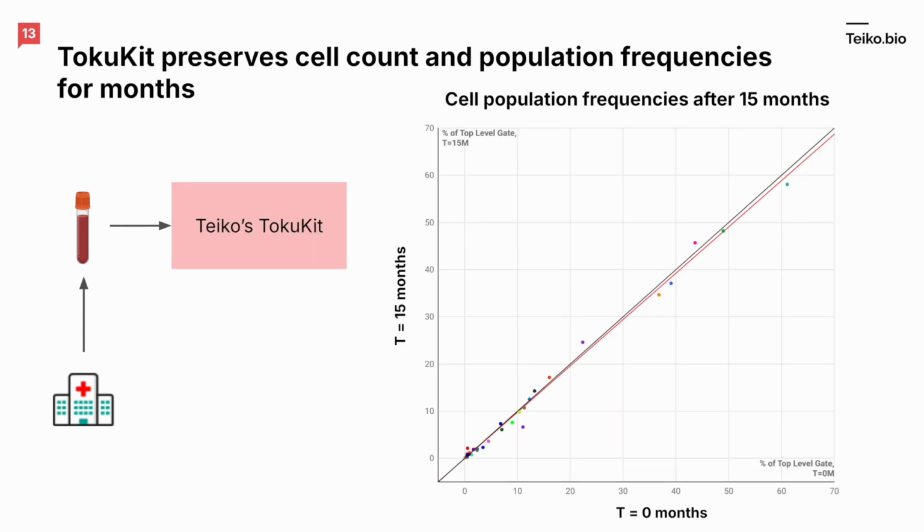So this is where our token kit comes in, which can preserve cell count and population frequencies for months. All this data is on TACO.bio/token kit. Cell populations after 15 months are on the y-axis, time equals 0 is on the x-axis, and bam, more value here.